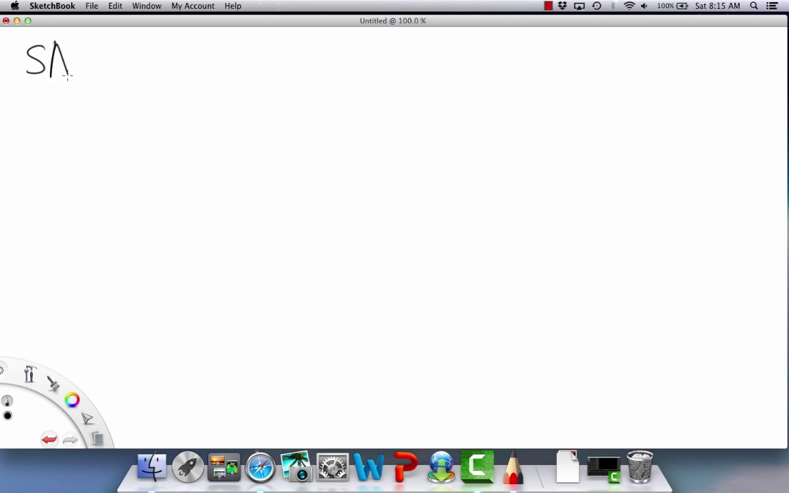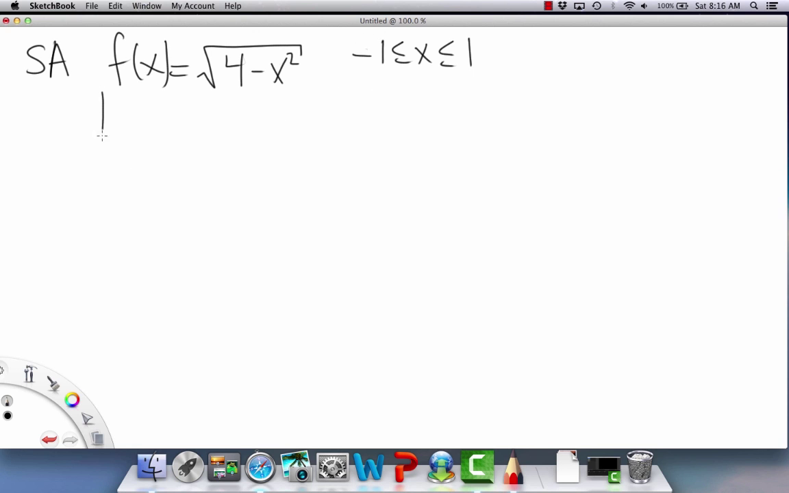So let's calculate the surface area of the following. f of x equals square root of 4 minus x squared, and then we'll go from negative 1 to 1 for our x. Let's draw this out real quick so we can visualize it. We have our x and our y, and this is a circle of radius 2. So we have 2 this way, 2 this way. This might not be too accurate, so not drawn to scale necessarily.